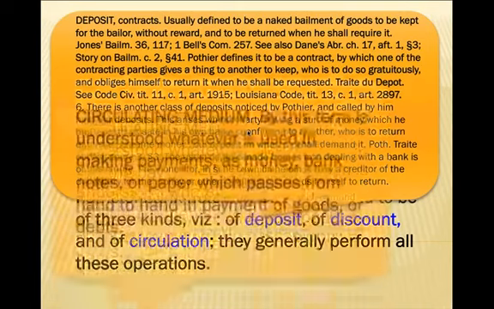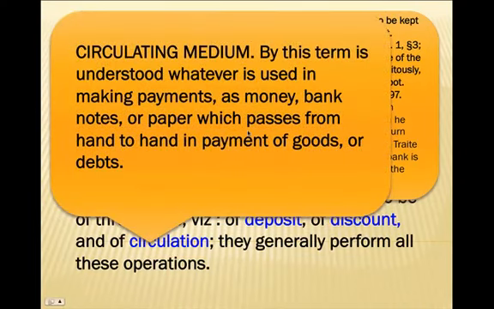So now we'll look at the other main one on here, which is circulation and a circulating medium. By this term, it's understood whatever is used in making payments as money, banknotes or paper, which passes from hand to hand in payment of goods or debts. Now, debt is another thing that needs to be looked at. A debt is normally a certain sum due from one person to another by a record, that which is owed. Debt is that which is owed.